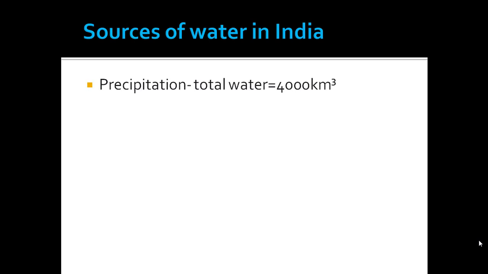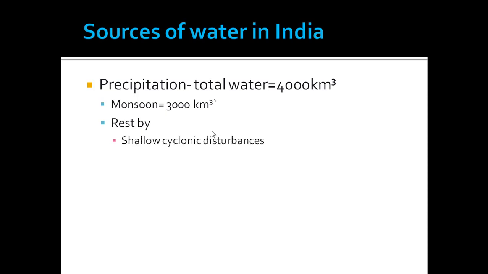What are the sources of water in India? Precipitation, total volume is 4000 cubic kilometers. Monsoon provides approximately 3000 cubic kilometers, followed by shallow cyclonic depressions. These add to the remaining volume of precipitation in India. It is also added to by some local storms.